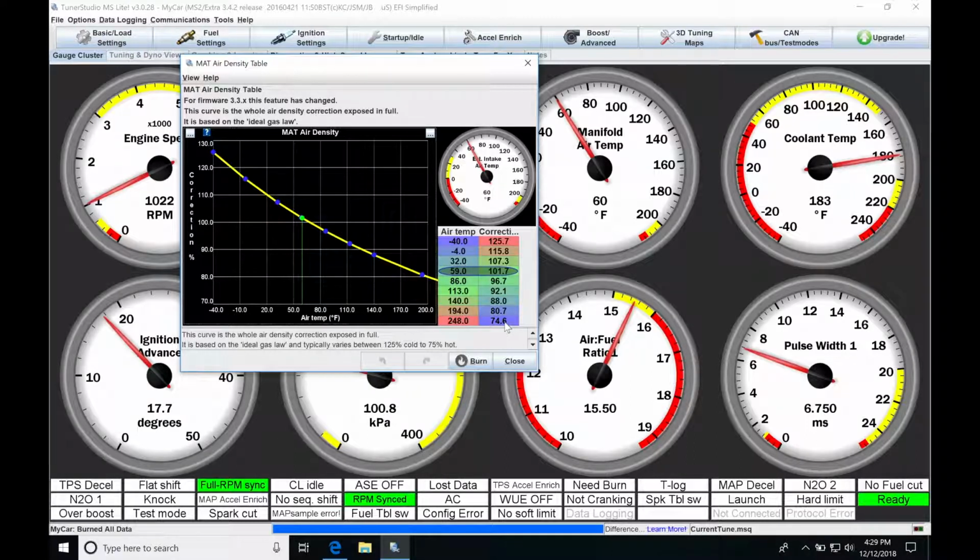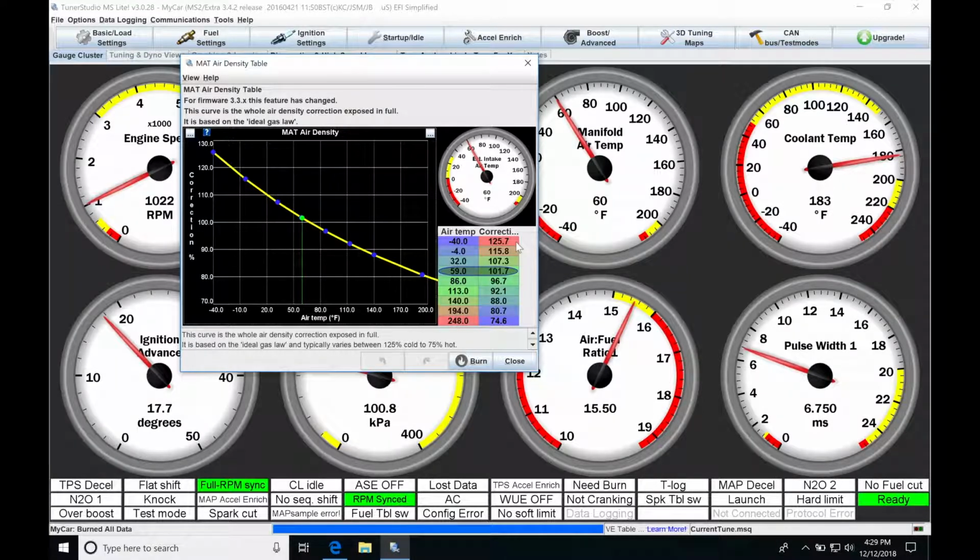Now if we're in the mass airflow based, we're not going to be using this table at all. It's not going to be referenced. We don't have to worry about it. But in our speed density modes, we definitely have to worry about this. And the values that are in here are going to be very, very accurate, and we don't have to worry about changing them in most all situations.